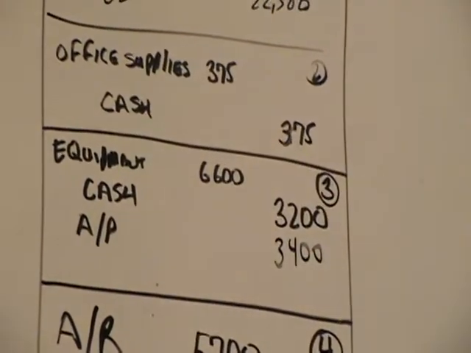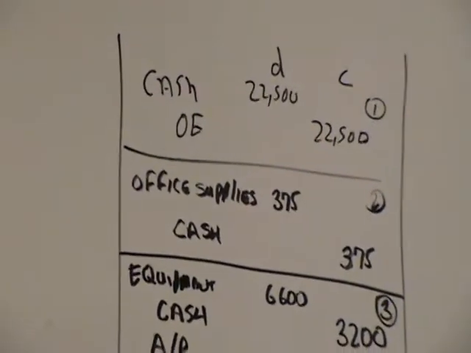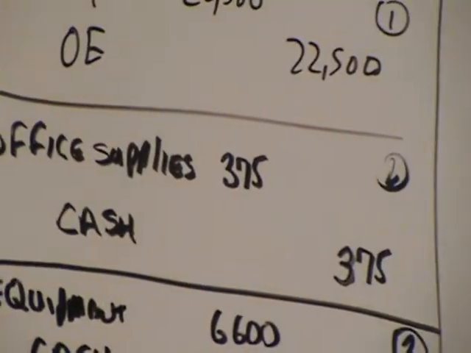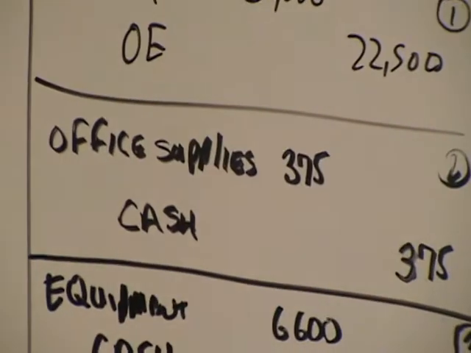Well, then there must be a mistake up there. Go back to entry 2. Read entry 2 again to us. Entry 2 said it's a purchase of $375 of office supply on credit. Oh, so we didn't pay cash. We're supposed to make the entry, but not with cash.